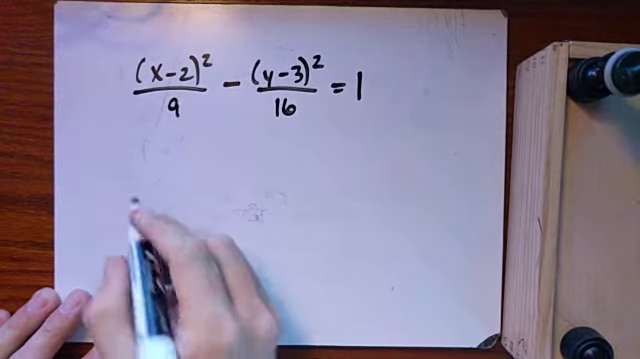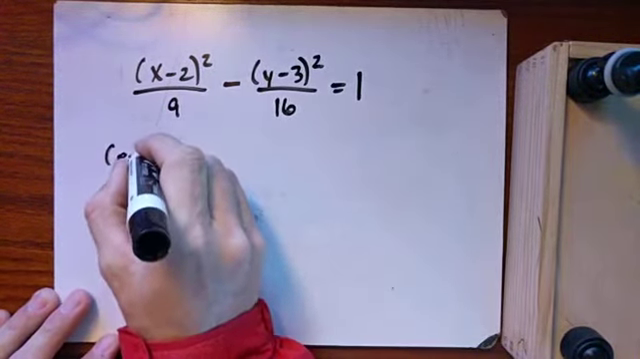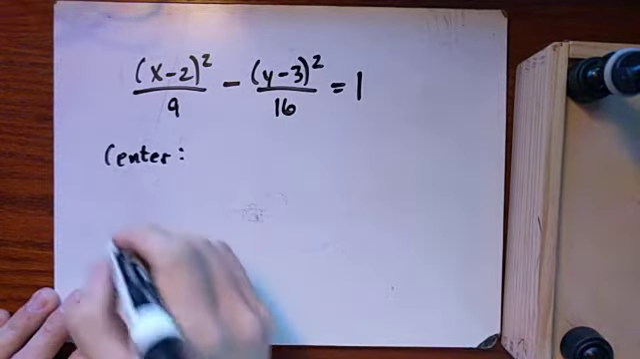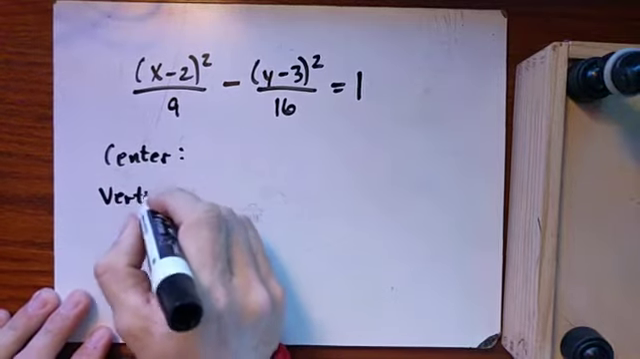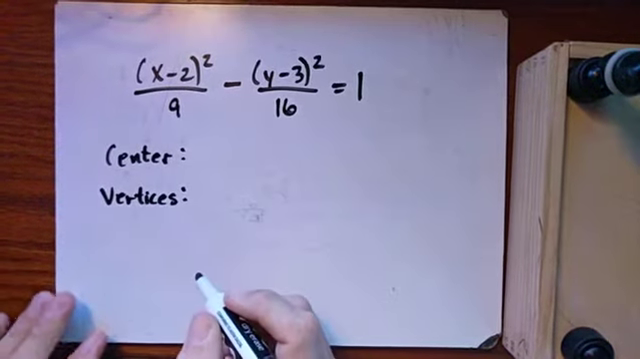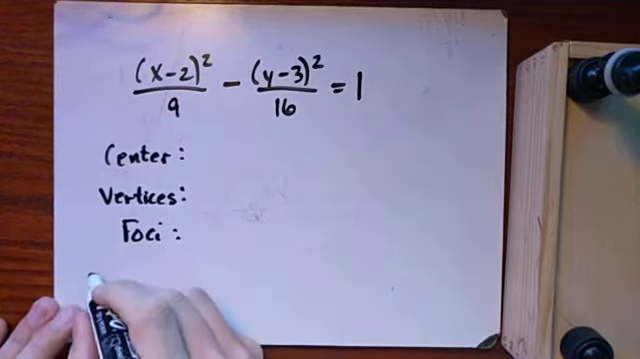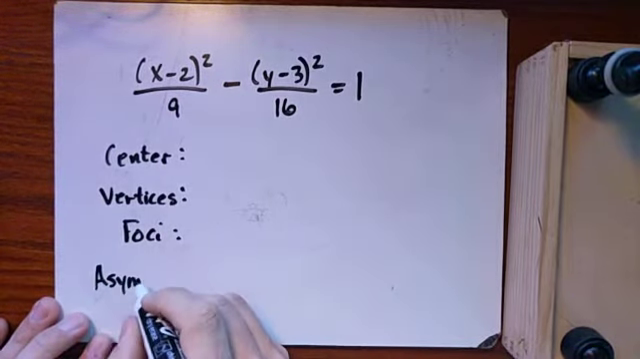So the first thing we want to do is find the center. Hopefully you know what that is. We want to find the vertices. We want to find the foci, and there are 2 of them. And we want to find the 2 asymptotes.